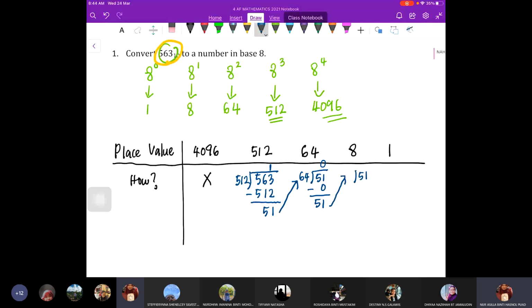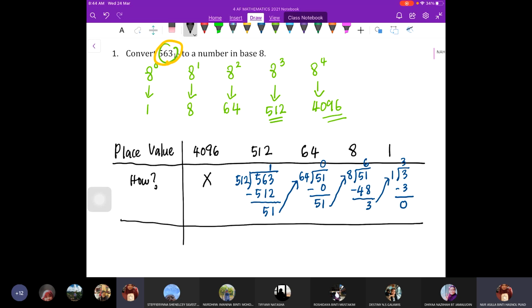So 51 divided by 8. So this will be 6, 48. Remainder 3 bawa naik atas. So 3 divided by 1 will be 3. So 0. Okay, jadi what is our base 8? So base 8 kita akan ambil 1, 0, 6, 3. So 1, 0, 6, 3, base 8. Tu je cara. Base value. Okay, faham eh?